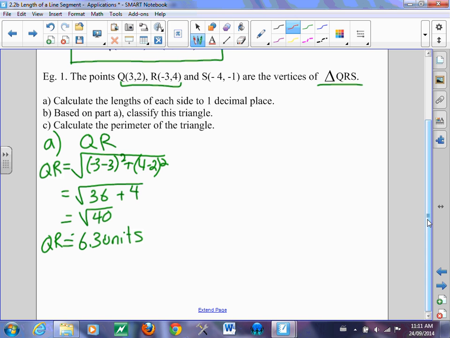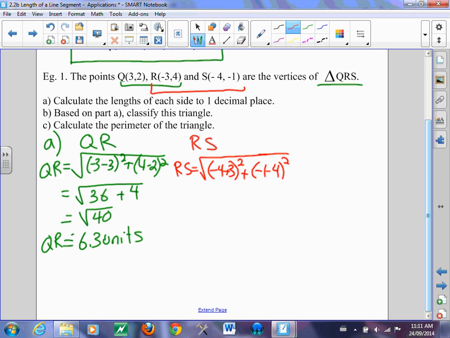Let's do the next one, which is RS. So RS equals the square root of negative 4 plus 3. When you subtract a negative, it becomes a positive, if you're worried about that. Plus a negative 1 minus 4 squared.